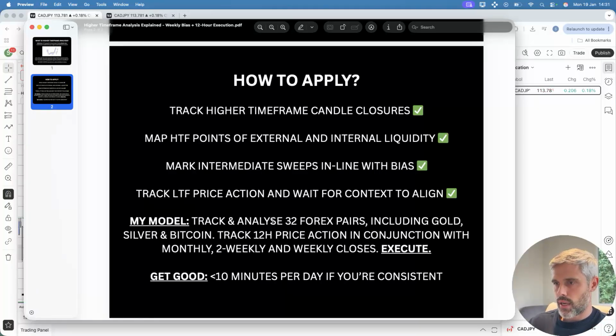My model is that I track and analyze 32 Forex pairs. I trade gold, silver, Bitcoin as well. And I track 12-hour price action in conjunction with the monthly, 2 weekly, and weekly closes. I'm also looking at things like 3 monthly candles, and I simply wait and execute. Once you get good at this, you can literally analyze over 30 pairs in the market in 10, 15 minutes a day. And it's just about consistency and making sure that you're executing at the exact right times.